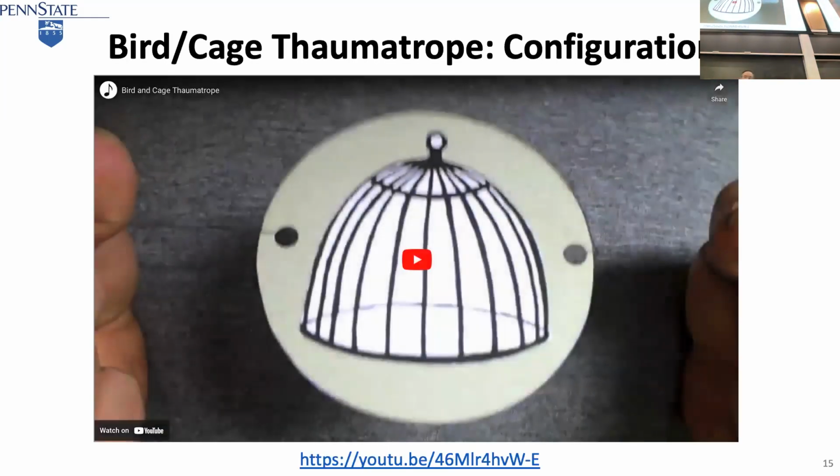I hope I can see that. The movie is showing up. All right. So this is a piece of paper. The paper has two sides. One side is the cage, and the other side is the bird. Okay. If you rotate it very slowly, you will see a bird and a cage, right? There are two configurations of the system.